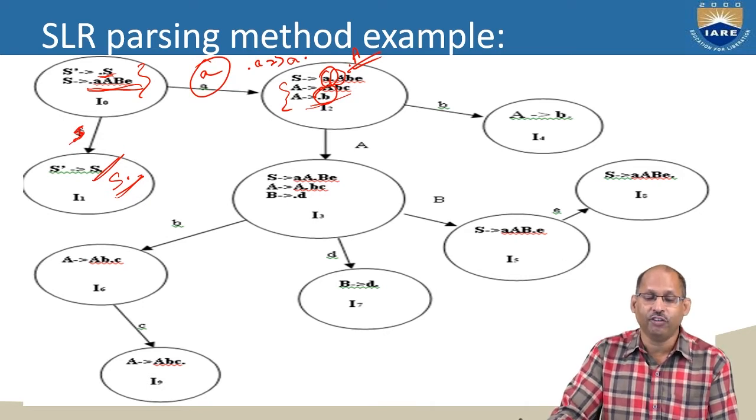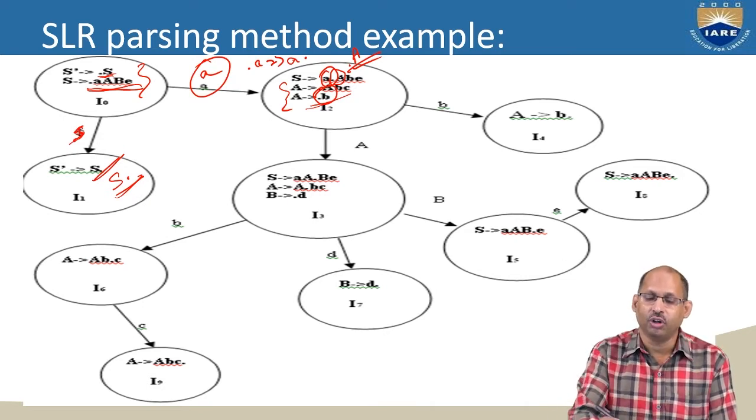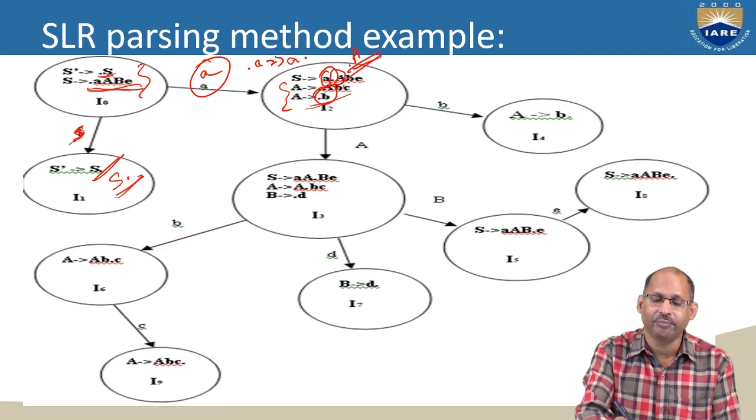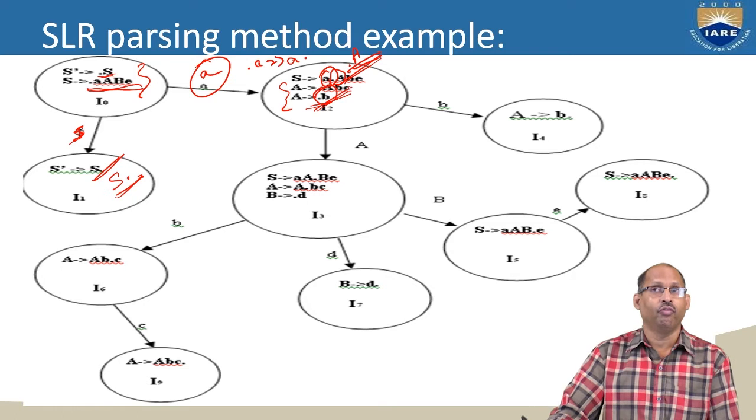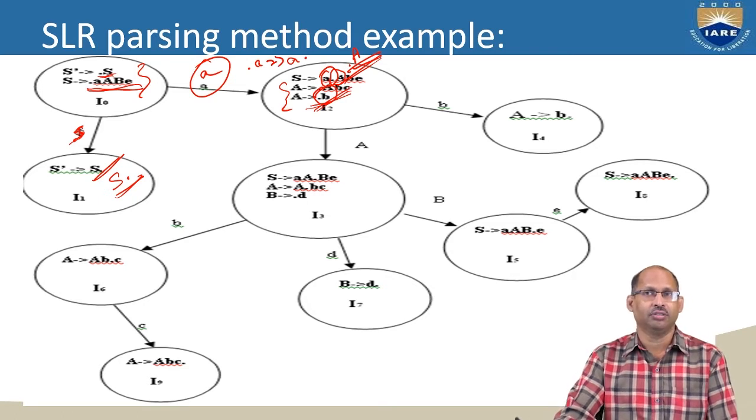Now, the dot is followed by which symbols? Dot followed by A, dot followed by b. So there are two symbols. What are the two symbols? Capital A and small b.